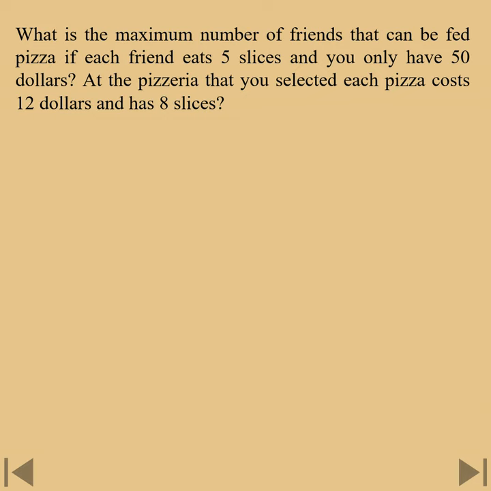What is the maximum number of friends that could be fed pizza if each friend eats 5 slices and you only have $50? At the pizzeria you selected, each pizza costs $12 and has 8 slices. Okay, this is an example of a real-life problem which does not come with an equation, so we pretty much have to rely on our units for something like this. Well, we're starting with step 1. We're after friends, which tells us all about step 2. We're looking for a number with a single unit to start the calculation with.